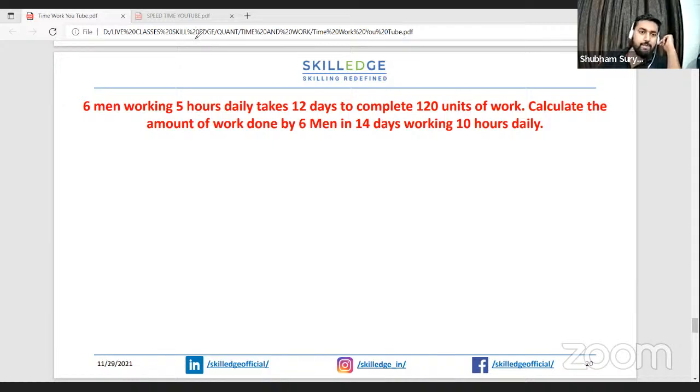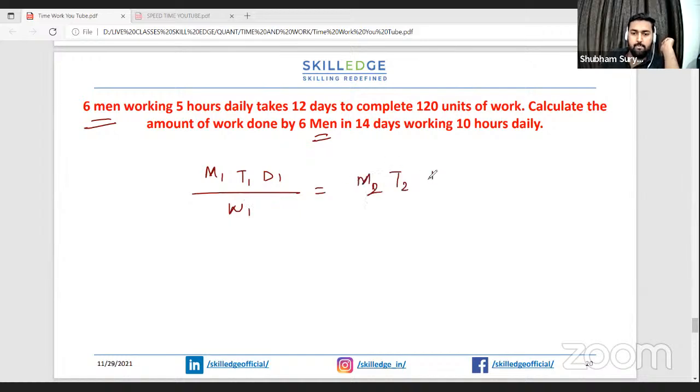Let's have a look at the solution now. Again, 6 men, 5 hours, 12 days to complete this much amount of work. Calculate the amount of work done by 6 men. Again, men and men is common. We can use the formula M1 T1 divided by W1 is equal to M2 T2 divided by W2, guys. So 6 men working for 5 hours and for 12 days completes 120.